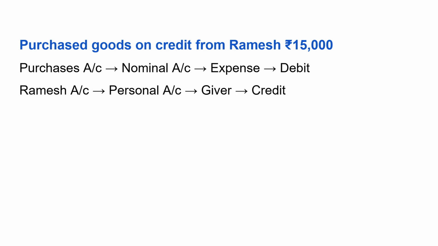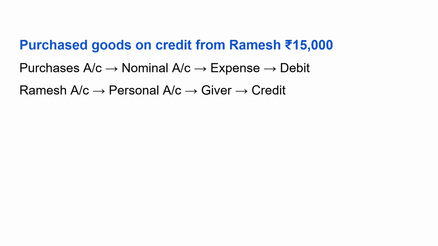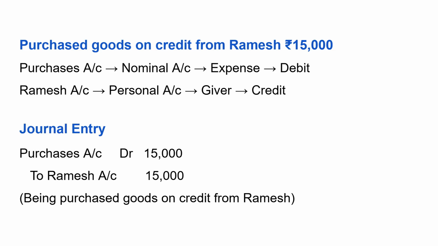And Ramesh account. Ramesh is a person, so it is a personal account. And Ramesh is the giver of goods, so he is the giver. And the rule for personal account is credit the giver. So it is credited. And the journal entry is purchase account debit 15,000 rupees to Ramesh account 15,000 rupees. And the narration is: being purchased goods from Ramesh on credit.